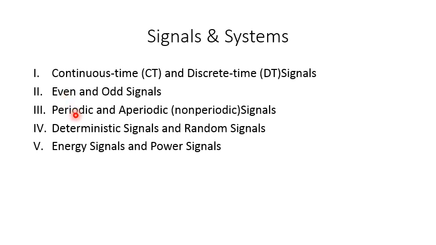Similarly, signals can be periodic or they can also be aperiodic, right? For the odd case, the reflected version of the signal has reversal in amplitude also, so then we say that it's an odd signal. Okay, periodic and aperiodic signals. Periodic signals can be continuous in time and they can also be discrete in time. Then the next categories were deterministic and random signals, and energy and power signals.